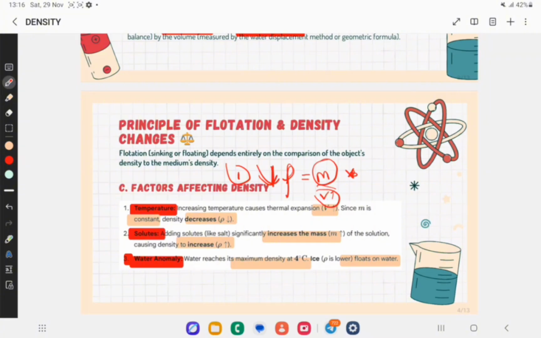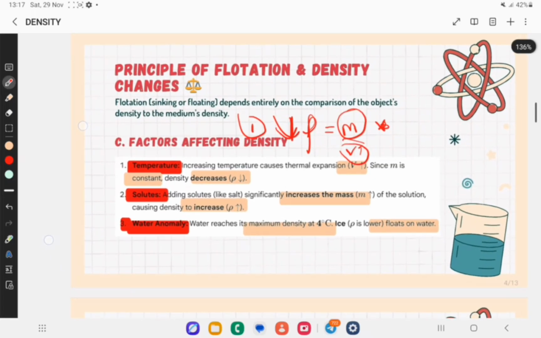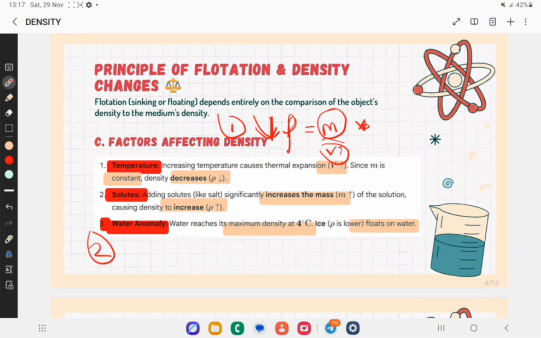Again, for solute, adding a solute like salt significantly increases the mass of the solution, causing the density to also increase. For the second part, we rewrite our formula: density equals mass over volume. When we add our salt, it significantly increases our mass. When the mass increases, the density also increases.